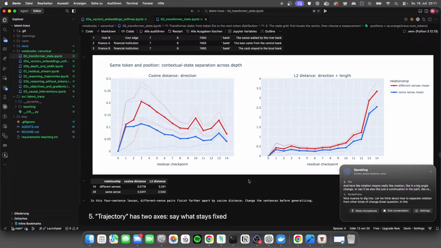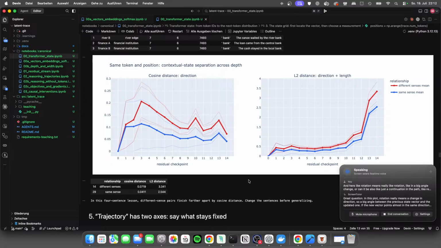Nice nuance to dig into. Great question. In this plot, rotation really means a change in direction, so a big angle between the previous state vector and the updated one. If the new vector points almost in the same direction as before, that's a small angle, so it shows up as a small rotation. It could still change in size, meaning the magnitude, while staying in that direction. This angle view doesn't focus on that.